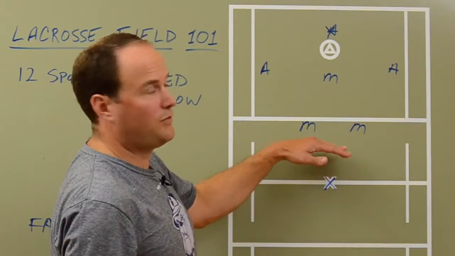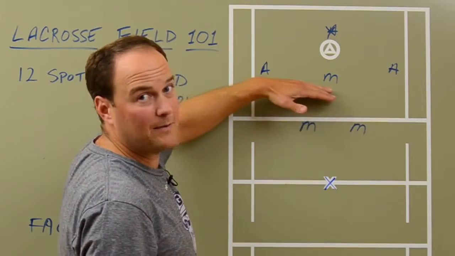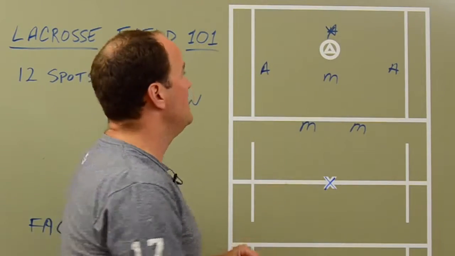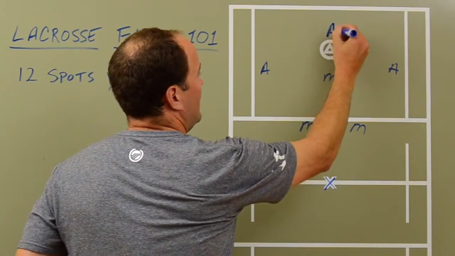And we'd call this a 2-3-1 offense. Two attackmen, three middies, and one attackman behind the goal at the X. So three players here and one behind the goal at the X. So the X area behind the cage is where this attackman has the ball right here.